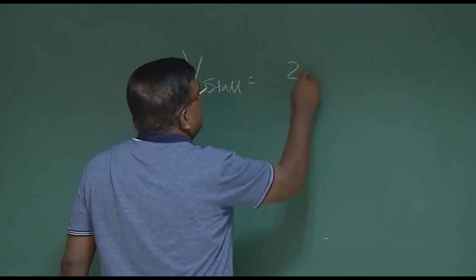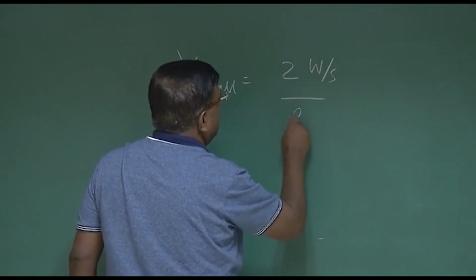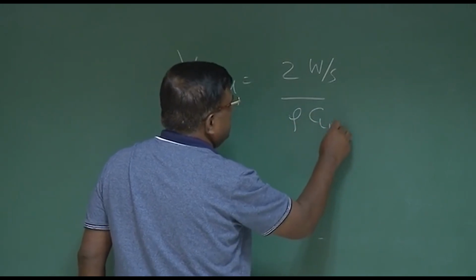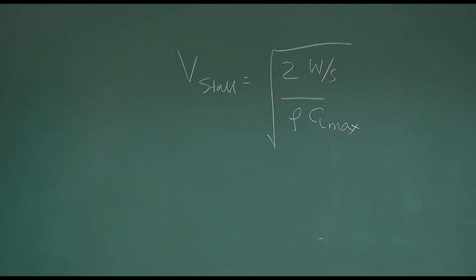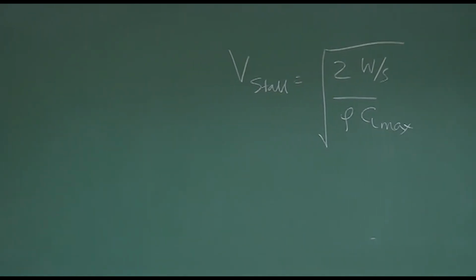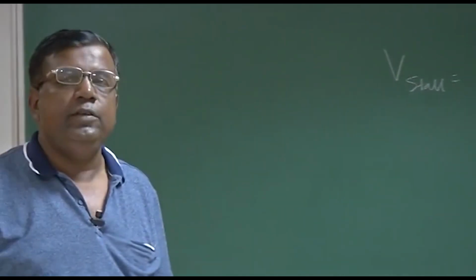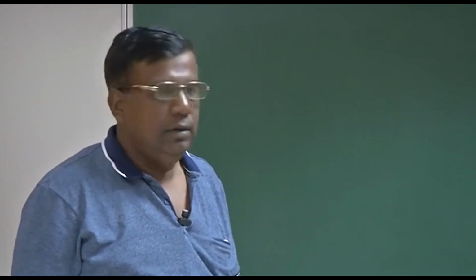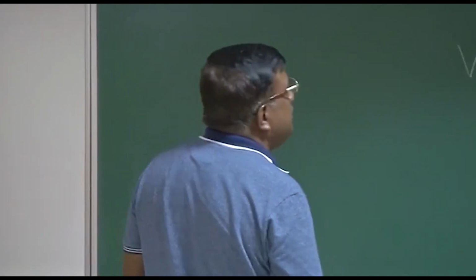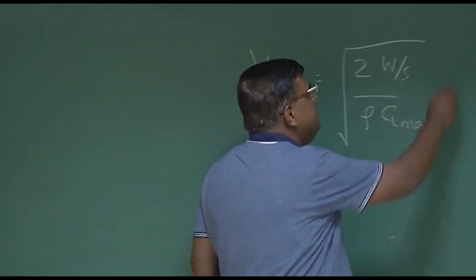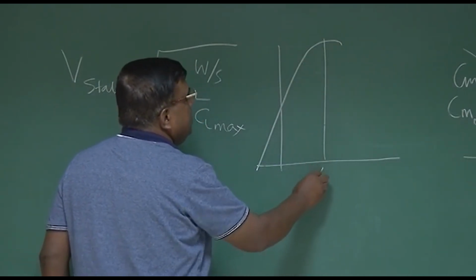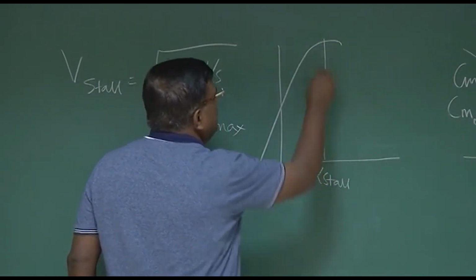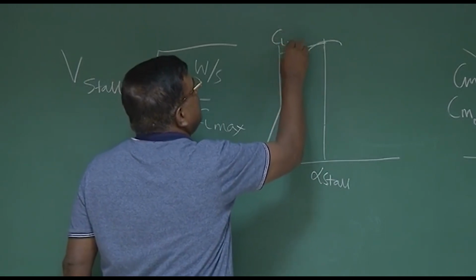What was Vstall? Vstall was root of 2W by S rho CL max. You are all now expert. What was the interpretation of Vstall? That this is the minimum speed with which the aircraft can maintain lift equal to weight at a given altitude. And what was CL max? This is the maximum CL I can get from the airplane at a particular angle of attack. So this angle of attack is alpha stall, and this point is CL max. You all know this.